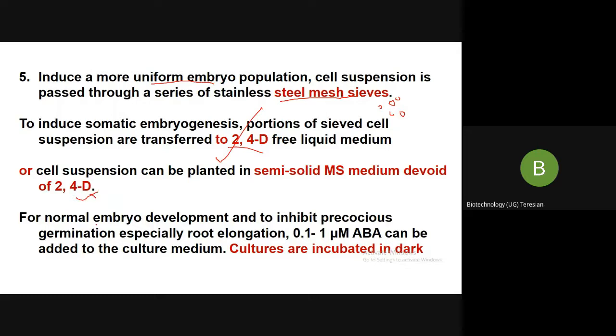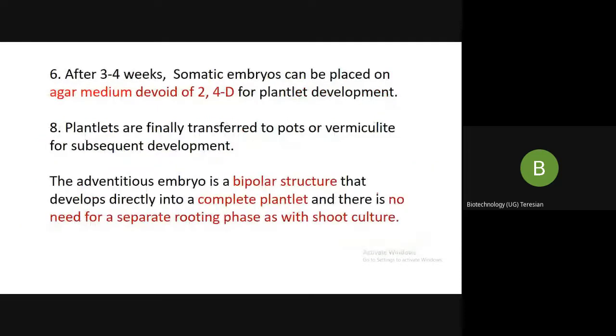For normal embryo development and to inhibit germination, especially elongation, ABA, your abscisic acid, can be added to the culture media, because this is the one involved in the development of the embryos, all the four stages of the embryo. Cultures are incubated in the dark. After 3 to 4 weeks, somatic embryos can be placed in the agar medium devoid of 2,4-D for the plantlet to develop. That is, you remove your auxins and transfer to your cytokinin.